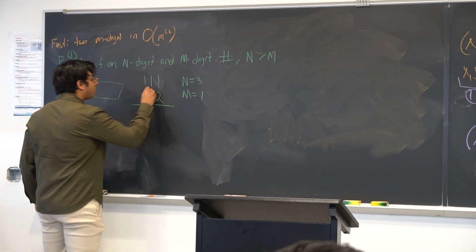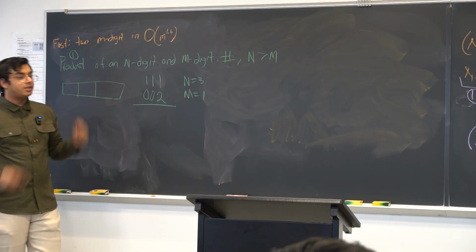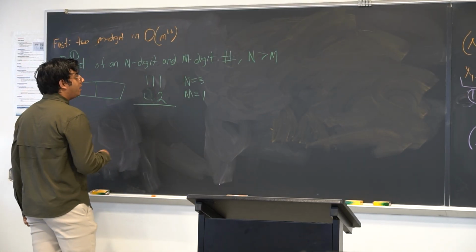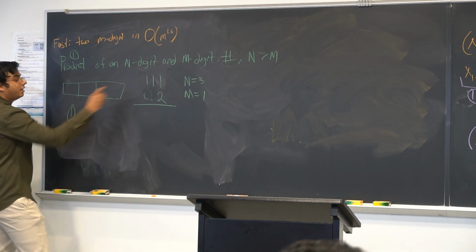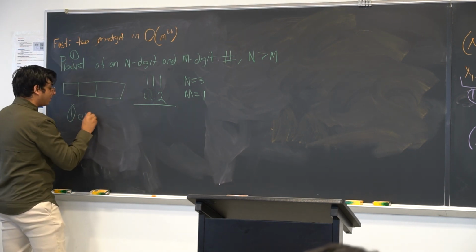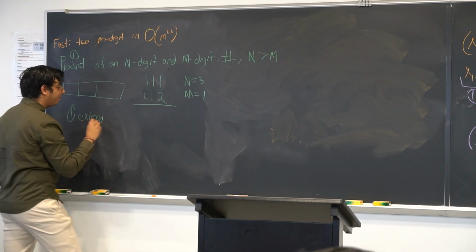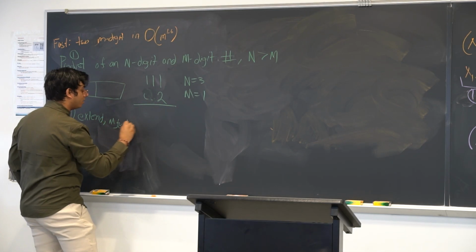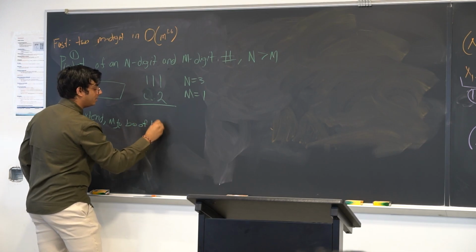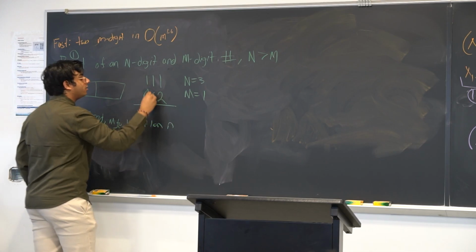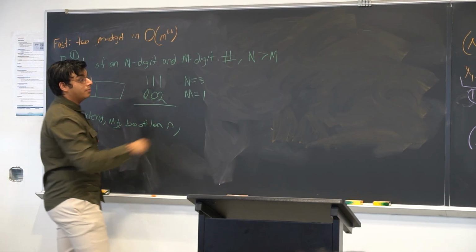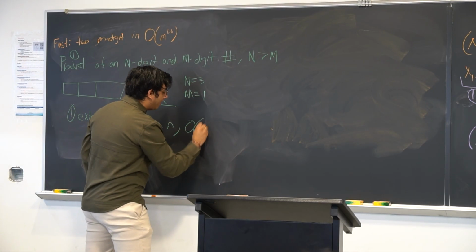What we do is zero pad the initial number to make it an n-digit number. So option 1 is to extend m to be of length n. That means putting zeros here, and then doing the multiplication as if it were two n-digit numbers being multiplied, and you get big O of n to the power of 1.6.